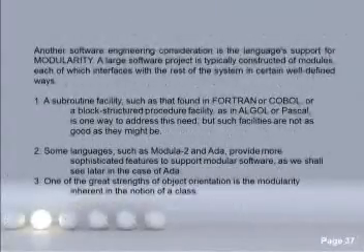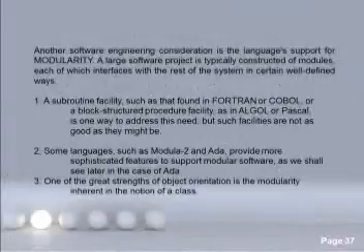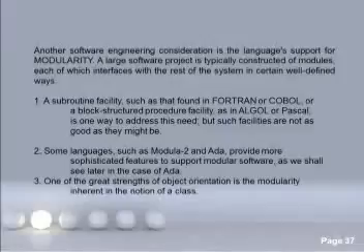Larger software projects are constructed with modules, each of which interfaces with the rest of the system in certain well-defined ways. Subroutines are found in Fortran and COBOL, and Algol and Pascal have block structures. Modula 2 and Ada provide more sophisticated features. In object orientation, the modularity inherent in the class is a great feature.